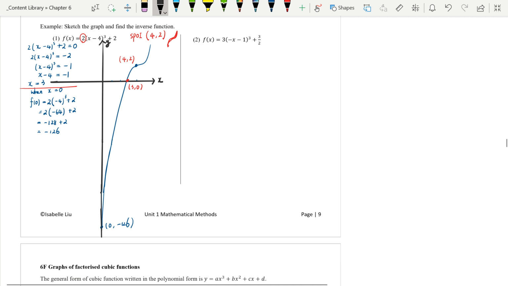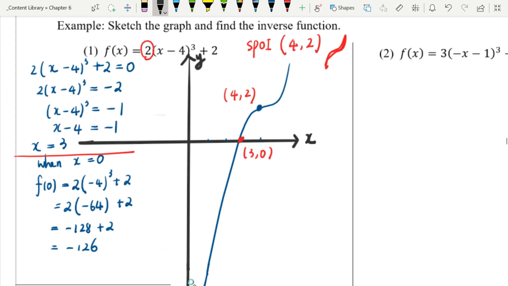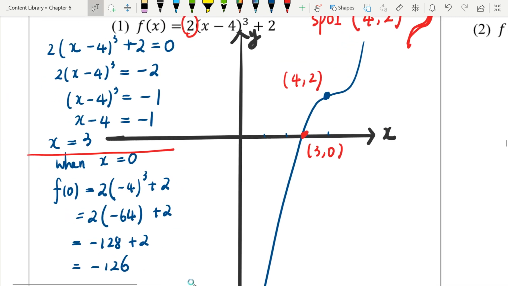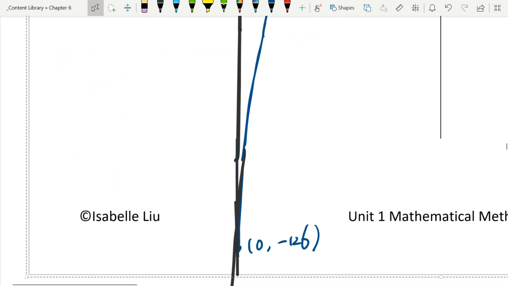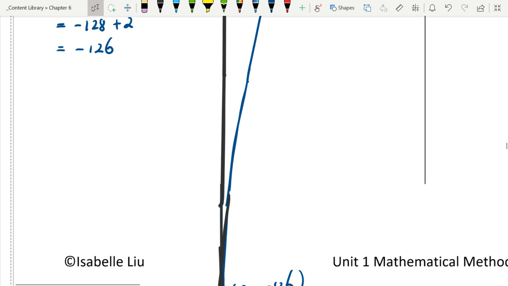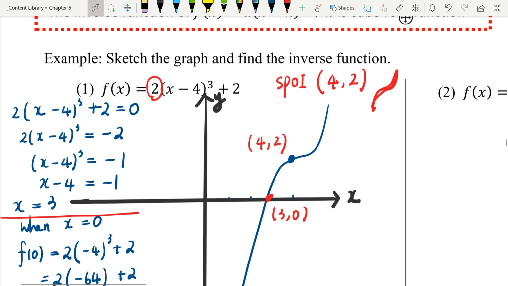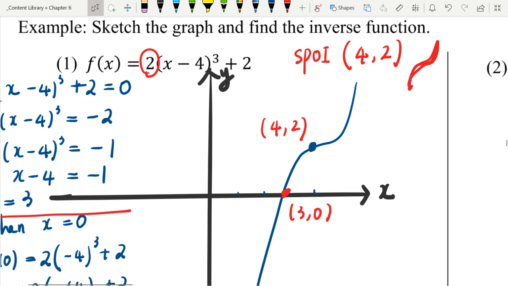Okay, so that's the graph. We have the stationary point of inflection at (4, 2), the x-intercept at (3, 0), and the y-intercept at (0, −126). It's a positive shape, and we draw the graph in this way.